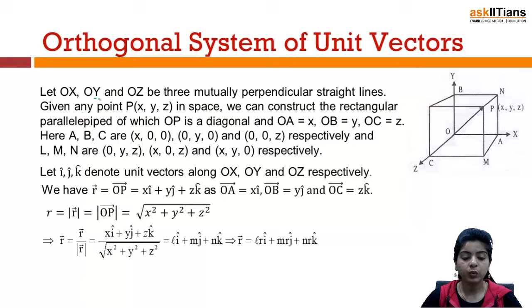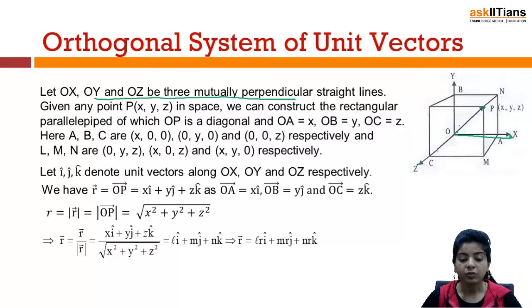Let OX, OY, OZ be three mutually perpendicular straight lines. You can see here in the figure OX, this is OY and this is OZ. These are three mutually perpendicular straight lines. Then given any point P(x, y, z) in space, we can construct the rectangular parallelepiped of which OP is a diagonal, and OA is x, OB is y, and OC is z.